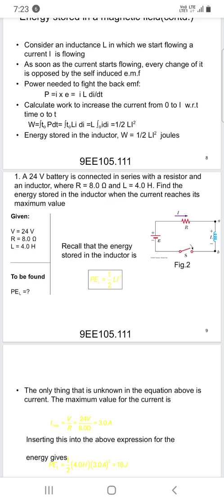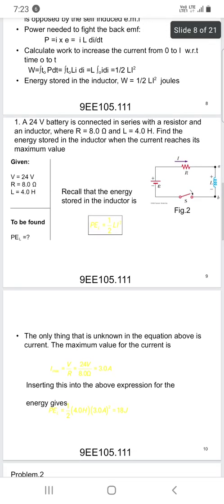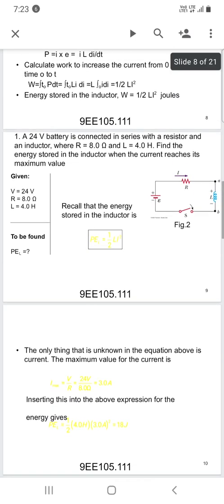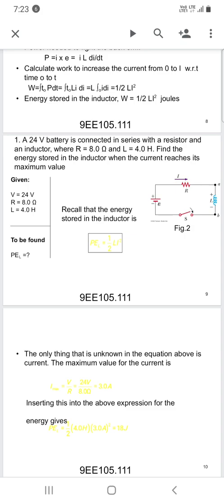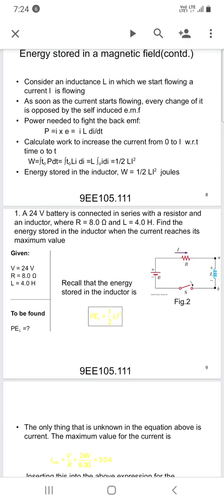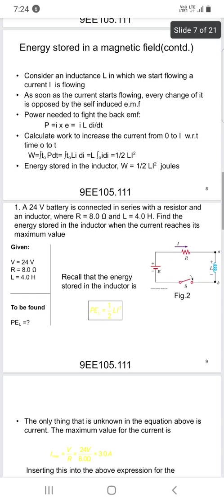Then we obtain half L I square. So the energy stored in the inductor, that is the work done in an electrical circuit, is W is equal to half L I square joules. This is the energy stored in the magnetic field.